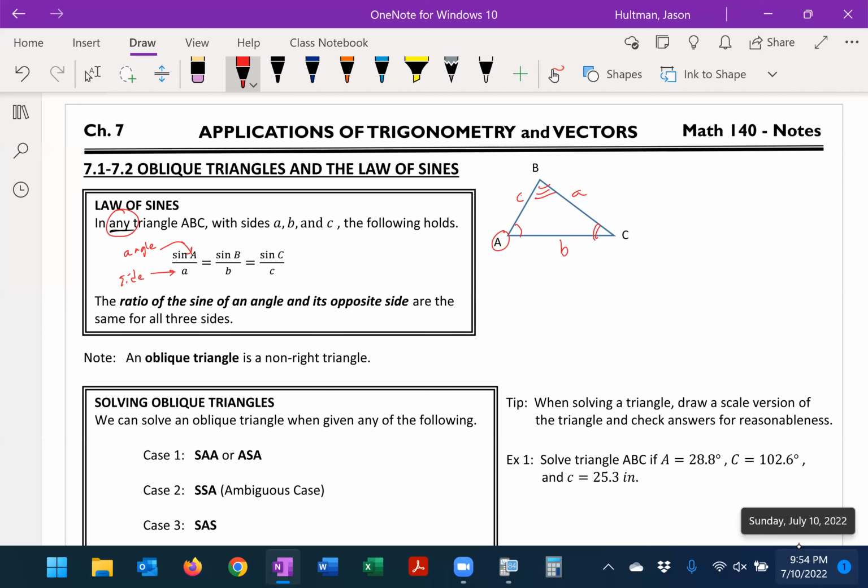So A, B, C. A is opposite A, B is opposite B, and C is opposite C. The ratio of the sine of an angle to its opposite side is the same for all three sides. Note, an oblique triangle is a non-right triangle.